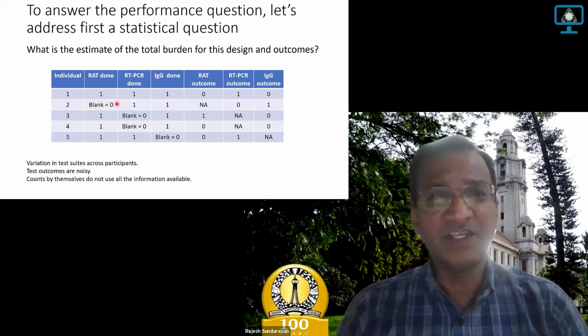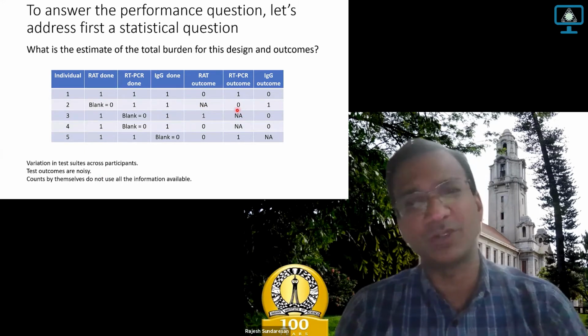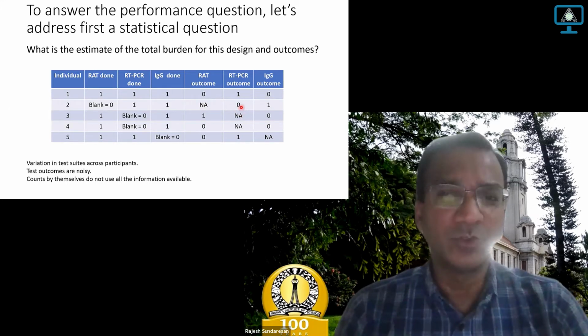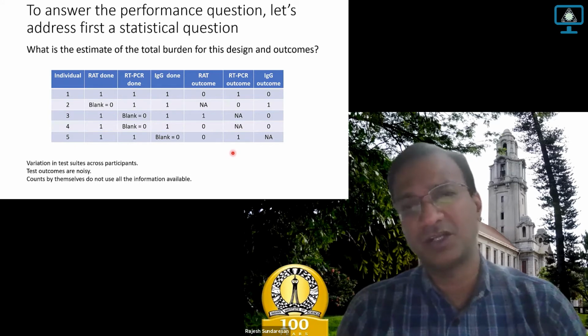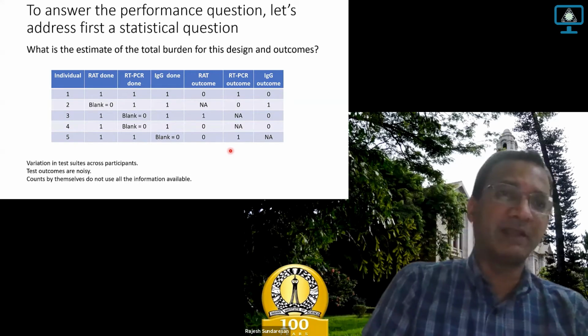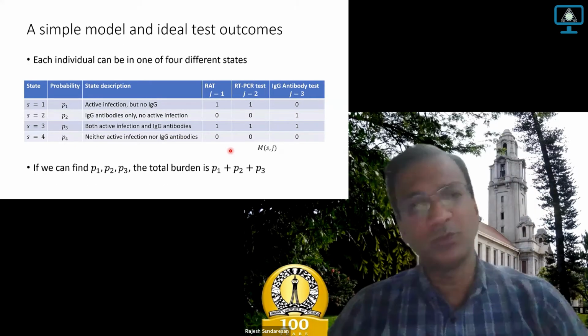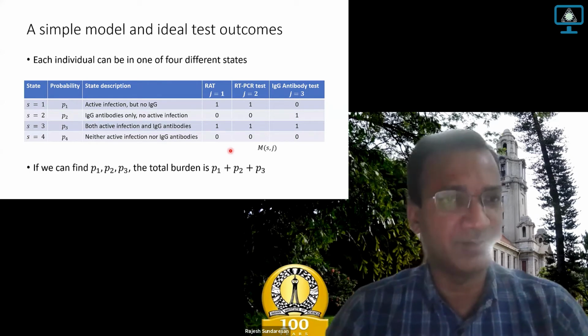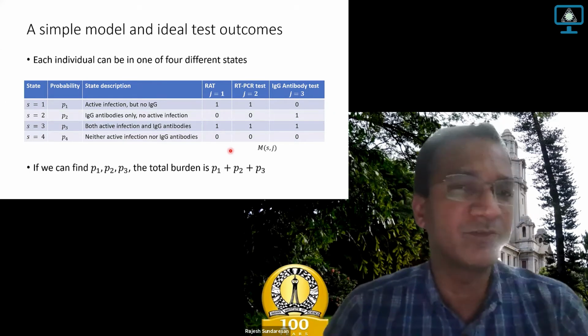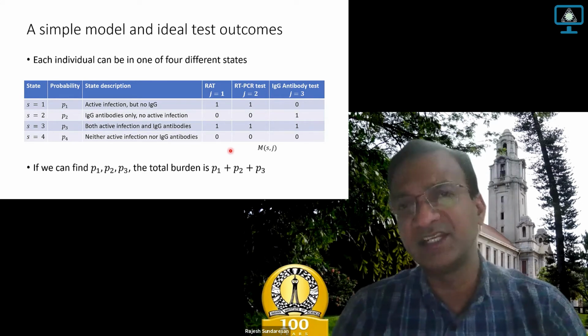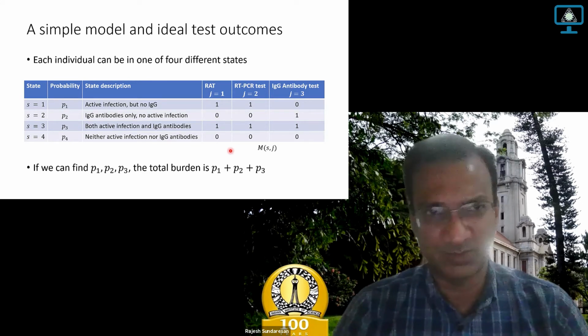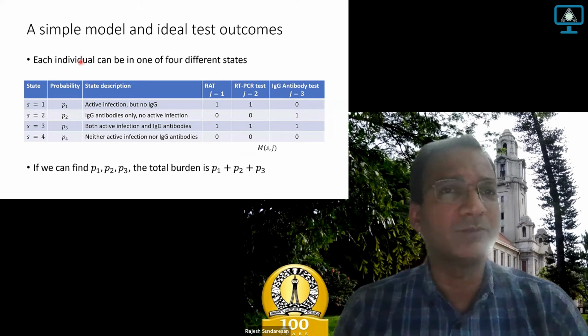And so we need to take into account all the outcomes on each individual and somehow use that information more efficiently, which mere counts do not do all that well. So how do we use this information that's available? For this, I need to describe a model. So here is a simple model and what the ideal test outcomes would be under that simple model. So let's dive into this model.